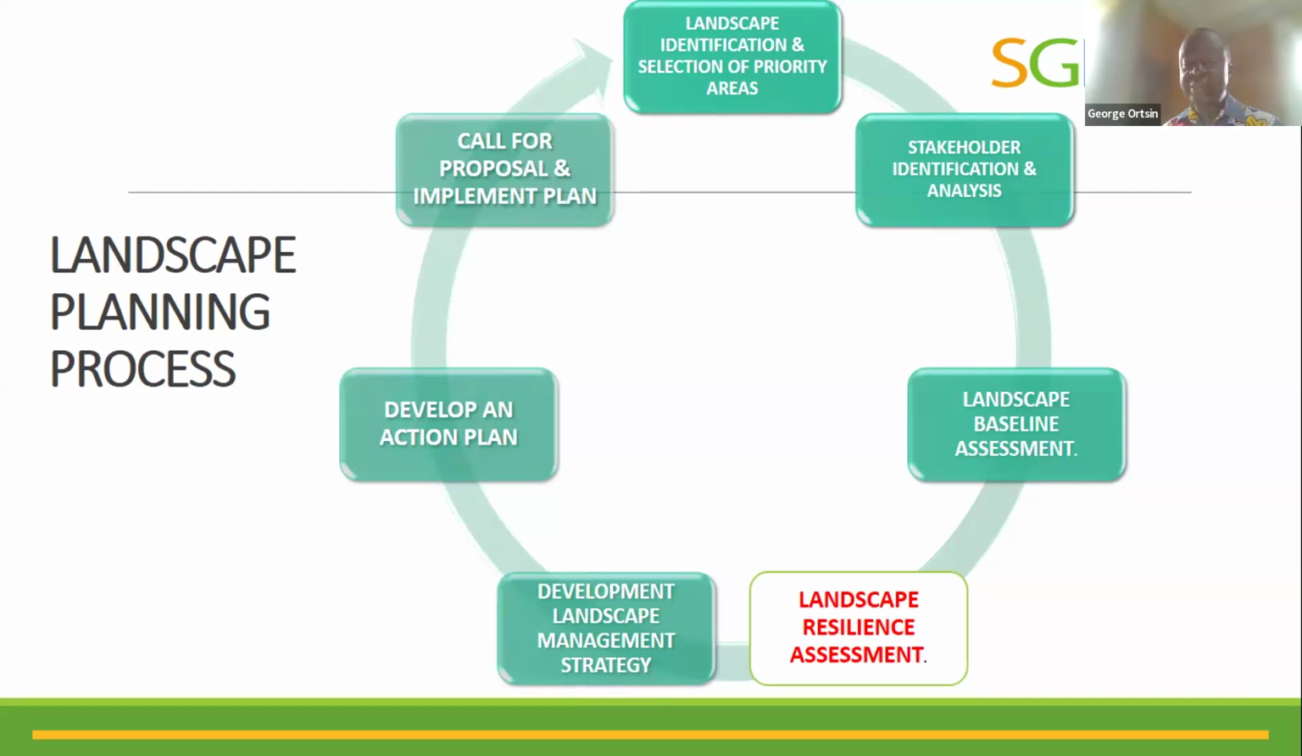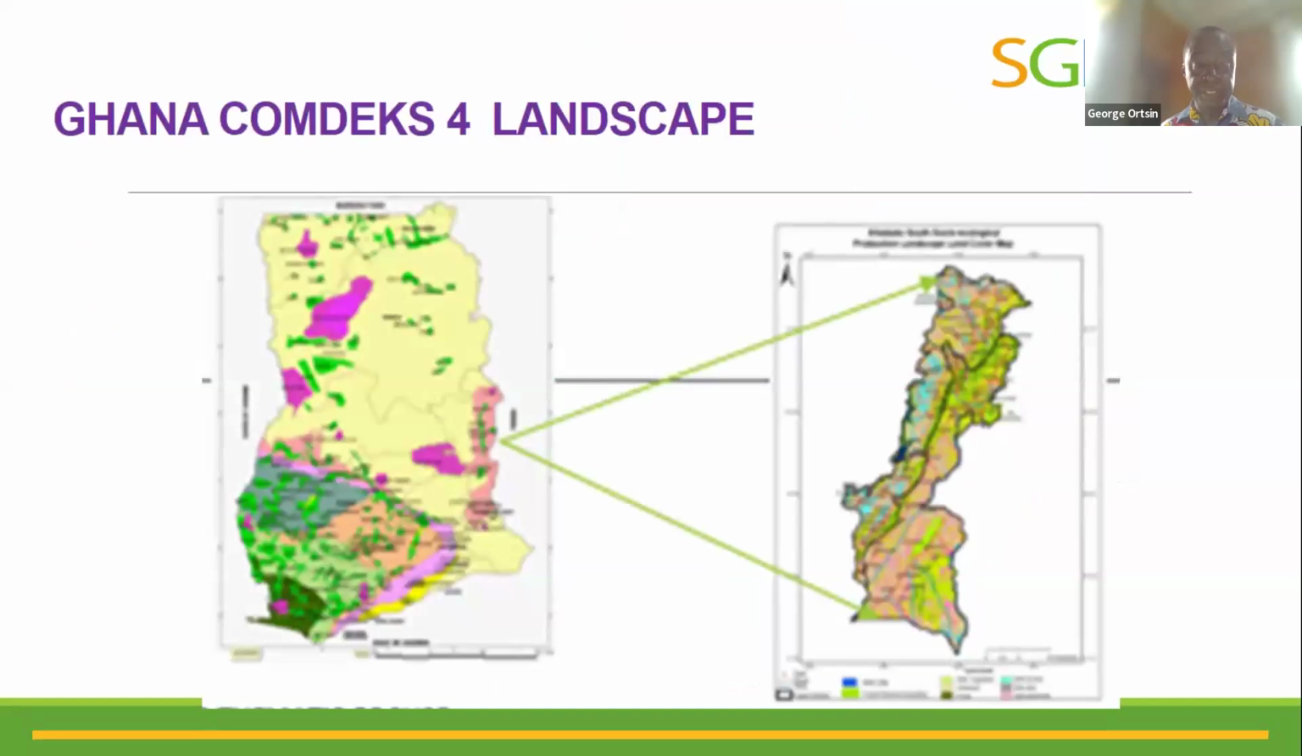Then you look at a baseline assessment. So you have to conduct a complete baseline assessment from the social, economic, spatial, political, everything, so that you'll be able to understand how the landscape exists. As part of your baseline assessment, you do a landscape resilience assessment. And that is where I will emphasize today. From there, you develop your landscape strategy. And out of the strategy, you develop an action plan. You call for proposals, and then you're able to select people or organizations to help implement the project.